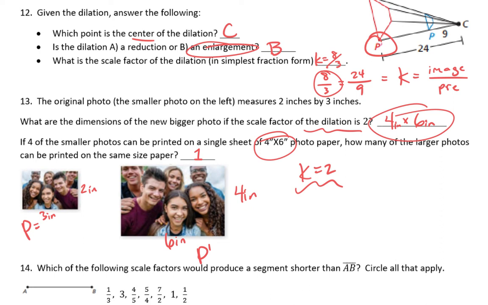All right, and then last up, which of the following scale factors would produce a segment shorter than AB? So shorter means it needs to be a reduction, which means k needs to be less than 1. So we need all the numbers that are less than 1. Is 1/3 less than 1? Yes. Is 3 less than 1? Nope. Is 4 divided by 5 less than 1? Yes. Is 5 divided by 4 less than 1? No, it's 1.25. 7 divided by 2? That's 3.5. 1? No, it's exactly 1. And then 1/2 is less than 1. So we were looking for the numbers that were less than 1.